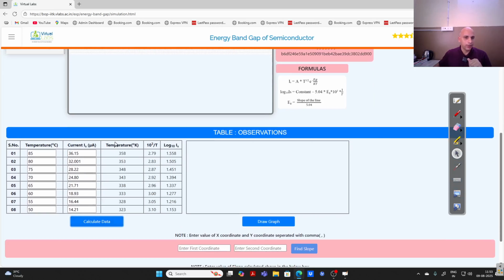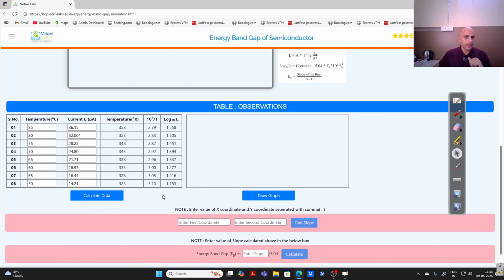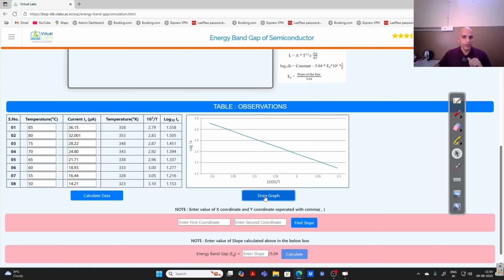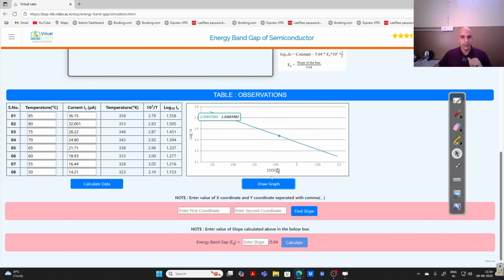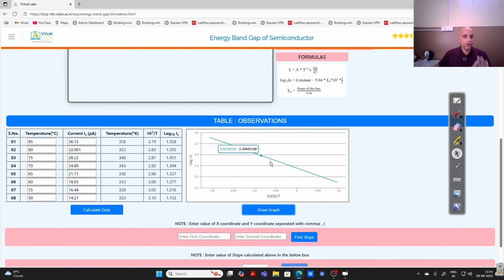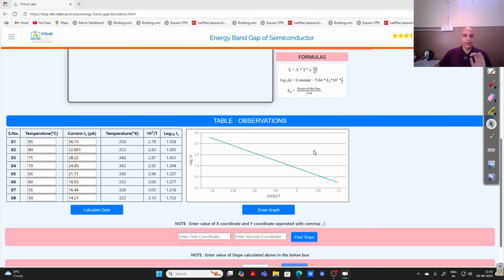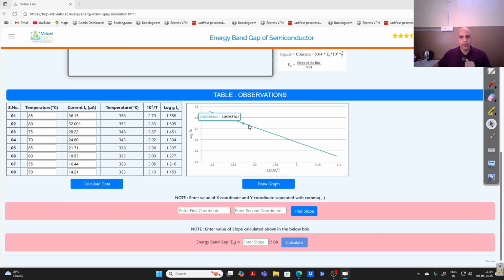Then calculate the data: temperature in Kelvin, 10 raised to power 3 divided by this temperature T, log 10 IS. All the things are calculated, right? Now we are going to draw the graph. You can see here the same type of graph that I showed you in the beginning. That was the question in the beginning: what will be the graph between log 10 IS and 1 upon T, or 10 raised to power 3 upon T. The same type of graph that we got here. Now we have to find the slope.